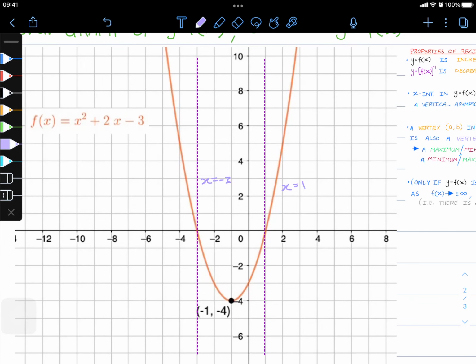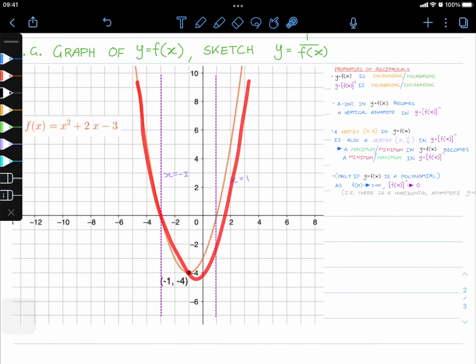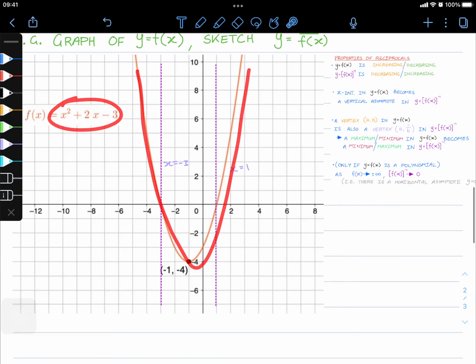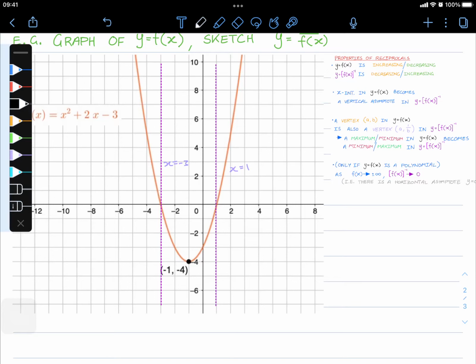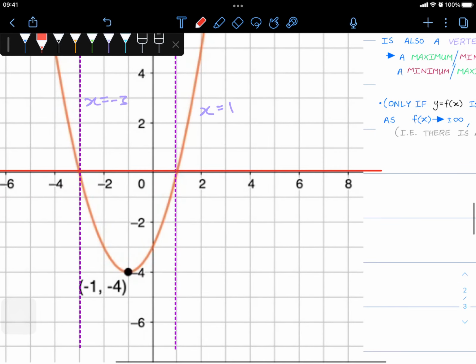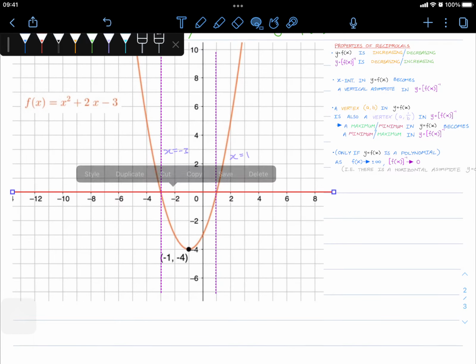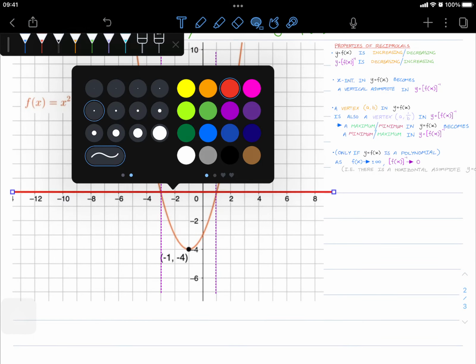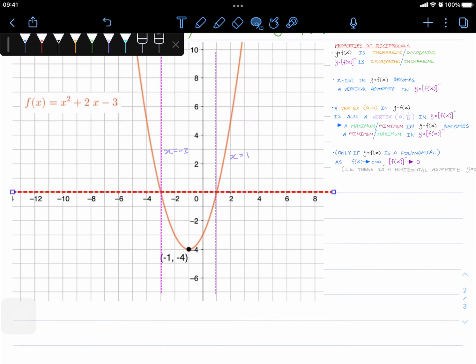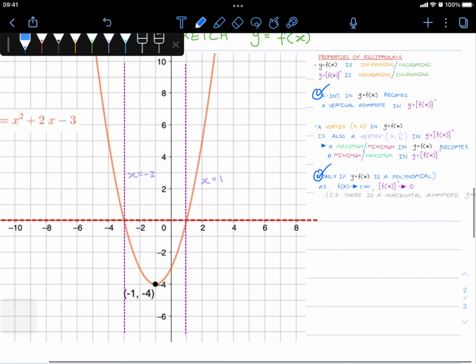There's also a horizontal asymptote. Now, this is a regular polynomial. It's just a parabola. So there's a horizontal asymptote. Let's do it in red so we can see it, at y is equal to 0. There we are. Let's make it into a dotted line so we can see it. So we've finished two points already. We finished this one here and this one here.